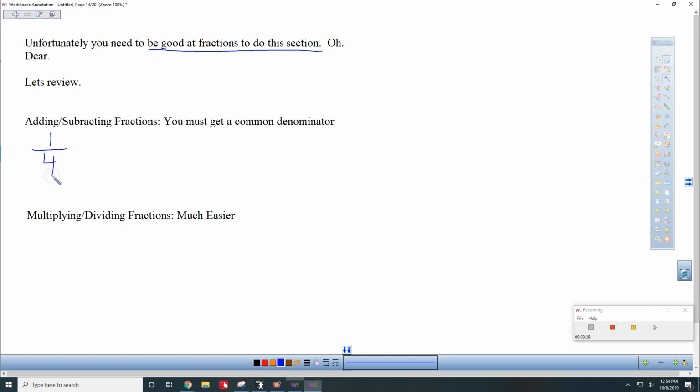What's 1/4 plus 2/4? 3/4. Very good. So what did we learn from that? When we add fractions, we need a common denominator. And you don't add the denominators, you only add the numerators. Okay?